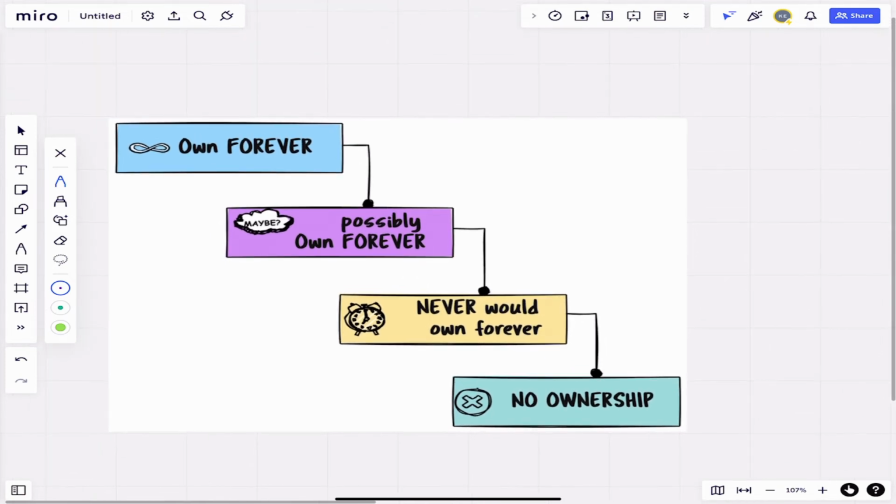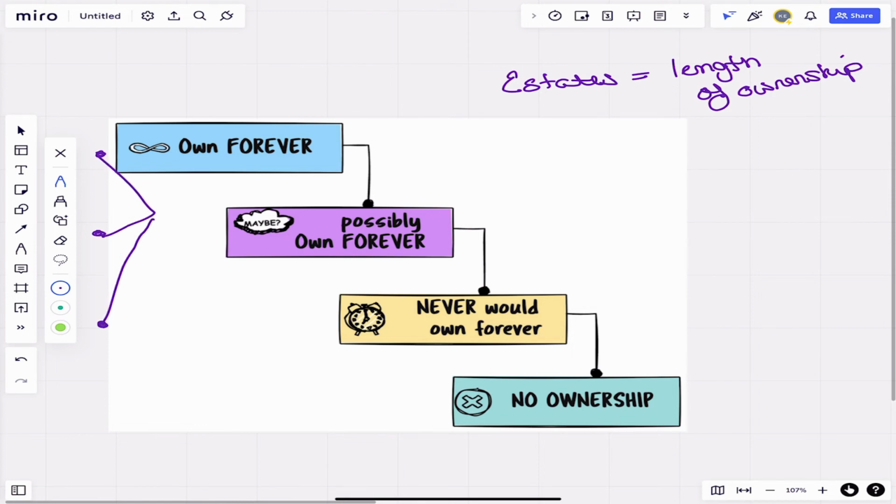So really, when it comes to estates, it's about the length of ownership. For these three, this one and this one and this one, these are all types of freehold estates. And then this one is a leasehold.